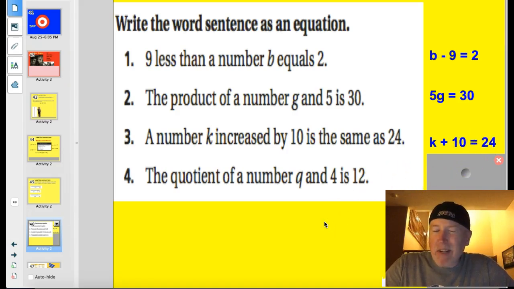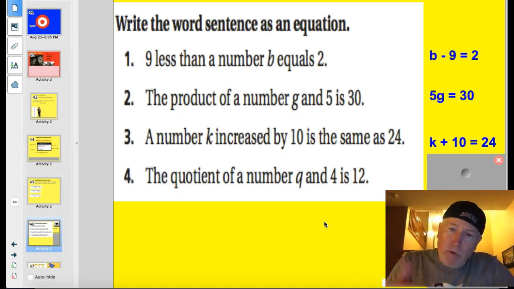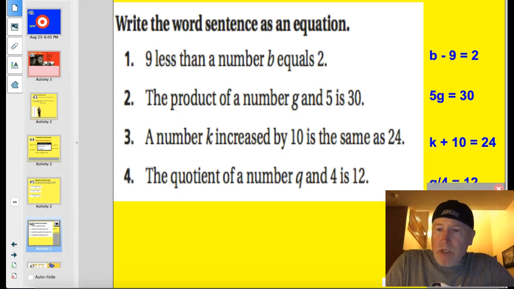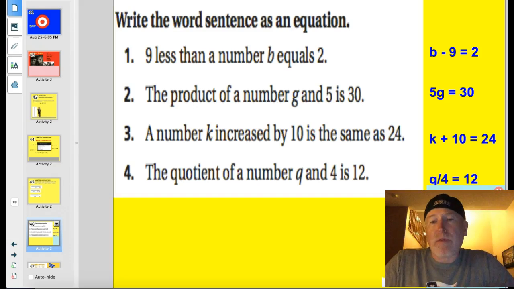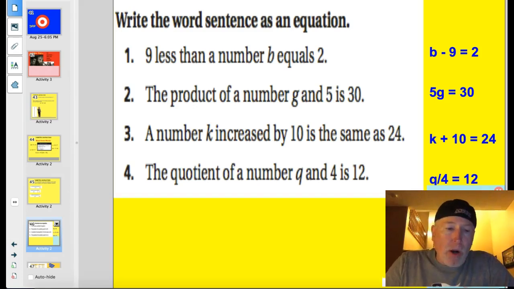And finally, toughest one, the quotient of a number q and 4 is 12. Well, we know that "is" means equals, so that's going to be equals 12. The quotient of a number, so that's going to be division. So it's either going to be q divided by 4 or 4 divided by q. The q is always going to be on the top. That's what we're looking for right there. That's always in the dividend position, not the divisor. For 6th and 7th grade math in the state of Minnesota, that's a standard.